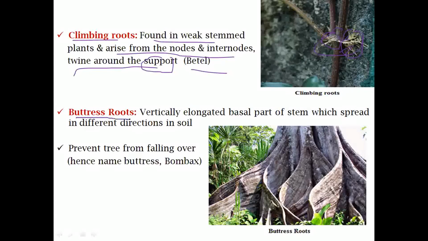Next one is buttress roots. These are vertically elongated basal parts of the stem which spread in different directions and sizes. These prevent trees from falling over, hence they are known as buttress roots. These are found in Bombax. You can see here these are the buttress roots. These are the elongated basal parts of the stem. They spread in different directions inside the soil, and that provides extra support to the plant.